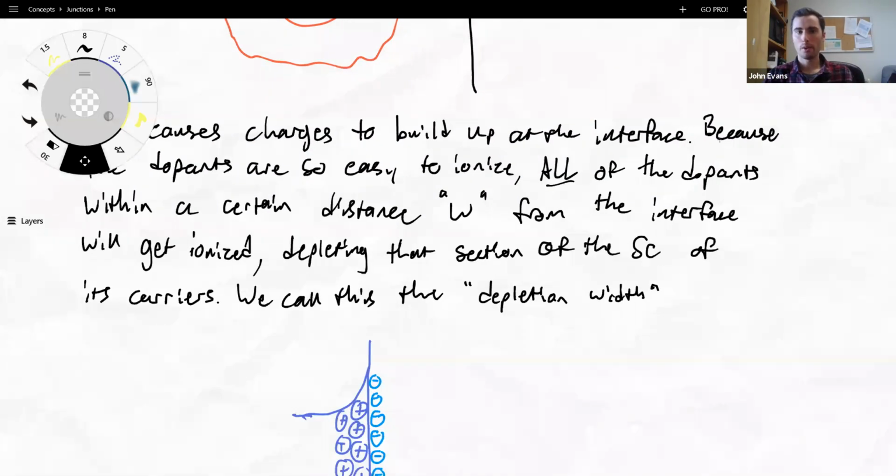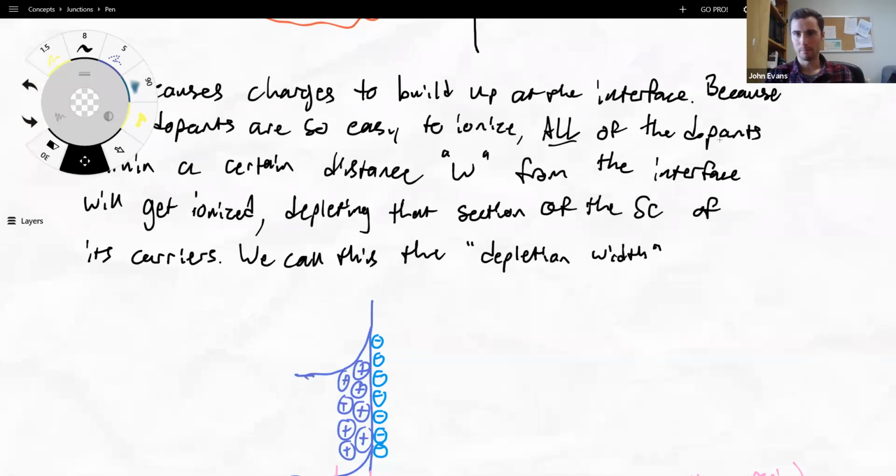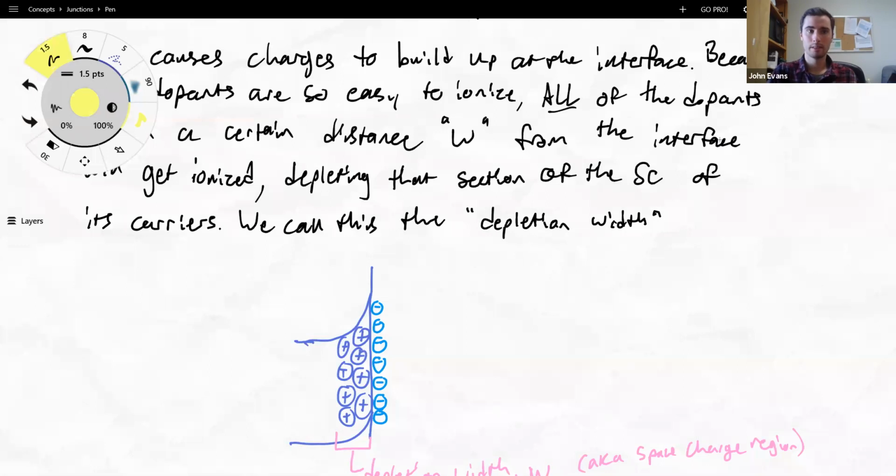We are going to call that region of the semiconductor where all the dopants are ionized, it has been depleted of its electrons, the depletion width. So W is our depletion width. And that is the region in which all of our dopants are ionized. We have been depleted of electrons. There are not that many electrons hanging around in this region in the semiconductor. The only thing we have left are ionized dopants.